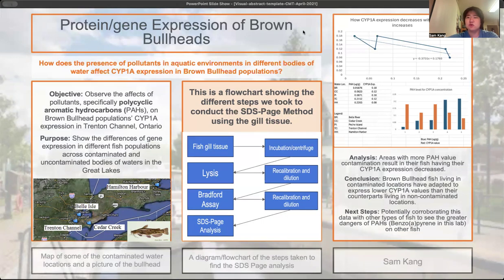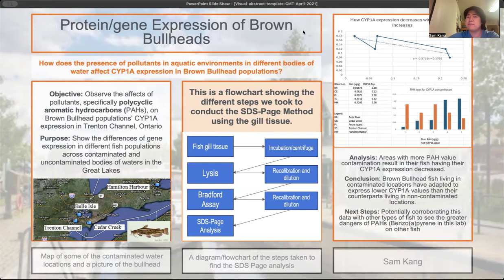In this lab class, we explored one key topic. How does the presence of pollutants in aquatic environments in different bodies of water affect CYP1A gene expression in brown bullhead fish populations? My personal objective in this lab was to observe TCAC2, a fish gill tissue sample from a brown bullhead fish caught in the Trenton Channel. The main objective, however, of the lab was to observe the effects of pollutants, specifically in this case, benzo[a]pyrene, a type of polycyclic aromatic hydrocarbon or PAH, on brown bullhead fish populations' CYP1A expression in Trenton Channel, Ontario.